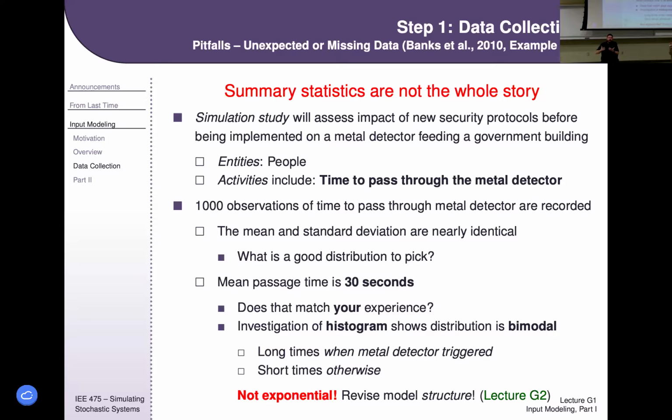And it turns out that maybe the reason they're going through slow is they're getting flagged for extra screening, which means now we need input models for all of the extra screening processes. So this is an example where looking at the histogram helps inform which input models to pick and how many of them. And we'll do a more detailed version of this in the next lecture. So we'll walk through the steps of that.